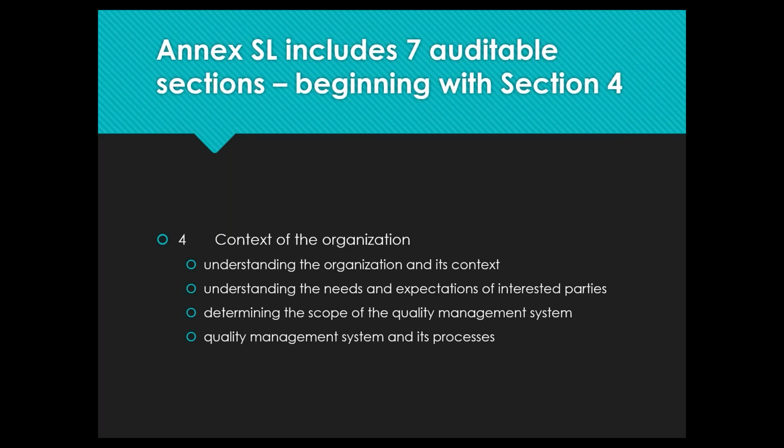Now, Annex SL includes 7 auditable sections, sections 4 through 10. So very quickly here, we're going to go through the content of these sections by way of the section titles. In section 4, it's called Context of the Organization. Obviously, there's some very high-level stuff here. This is where you're developing your scope, what your processes are, figuring out who your interested parties are, and so forth. Obviously, the high-level items here.